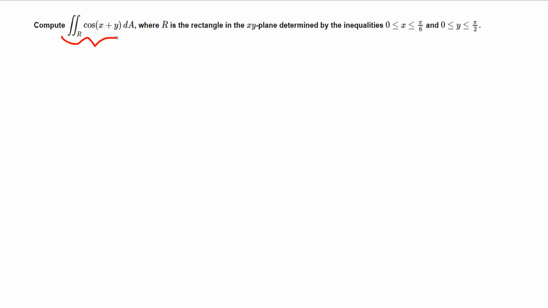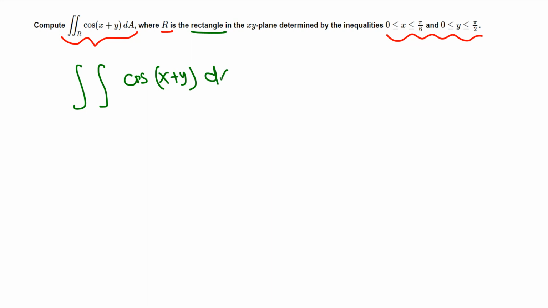Compute this double integral where R is the rectangle in the xy plane determined by these. So this double integral can be written as an iterated integral of cosine x plus y. Now we have two options because this is just a rectangle, so dx dy or dy dx.